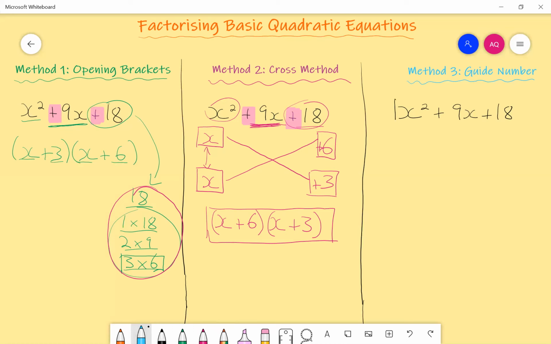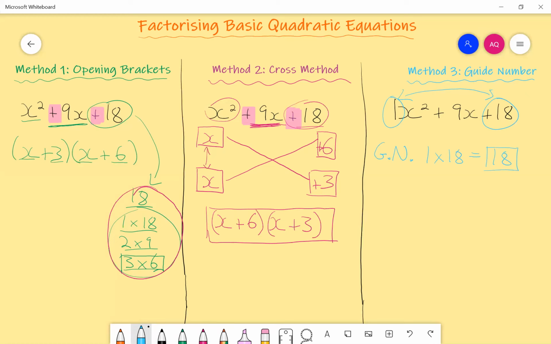So we must take the 1 and the 18 and multiply them together to give our guide number. I'll just call that GN for guide number. So our guide number is just going to be 1 times 18. Okay, seems a little bit useless multiplying 1 by it because it doesn't change it. But as I said, when we have a number in front of the x squared, that will change things.